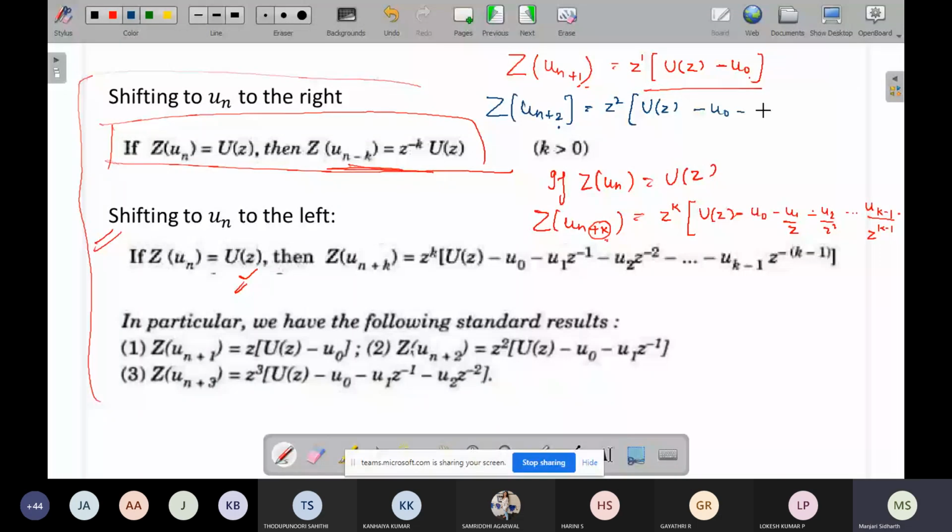That's it. Okay. You can remember up to un plus 2. If it is 3, like if it is 3, so z cube here and minus u2 over z square, one more term. Remember this, then you will be able to find un plus 1, un plus 3, un plus 2, like that. But not more than that.